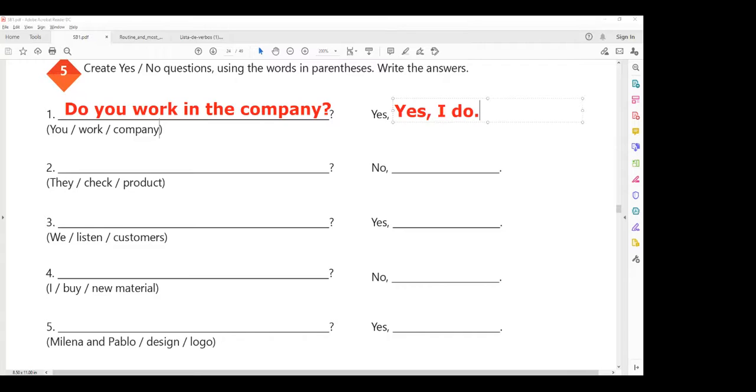Easy. Next. Do they check the product? No, they don't. Very good. Do we listen to customers? Yes, we do. So on. Tan simple como es, as simple as that.